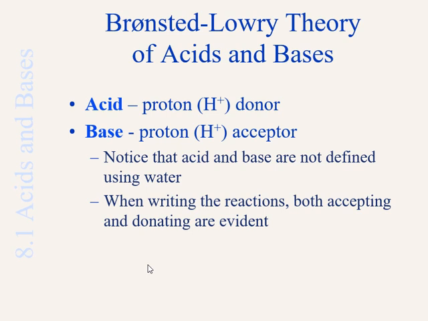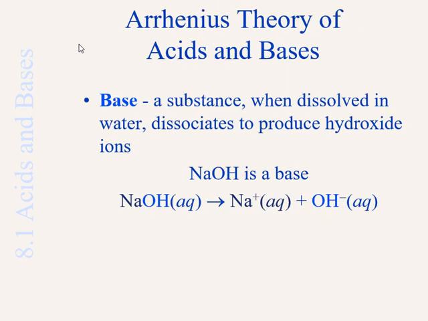It turns out that all Arrhenius bases can be classified as Bronsted-Lowry bases, but not all Bronsted-Lowry bases can be classified as Arrhenius bases. For example, ammonia is only a Bronsted-Lowry base, but it's not an Arrhenius base because it doesn't have OH minus in it. However, compounds like NaOH can be classified as Bronsted bases because when you dissolve this in water, OH minus will accept H plus, as we will later see, and so it is classified as a Bronsted base.